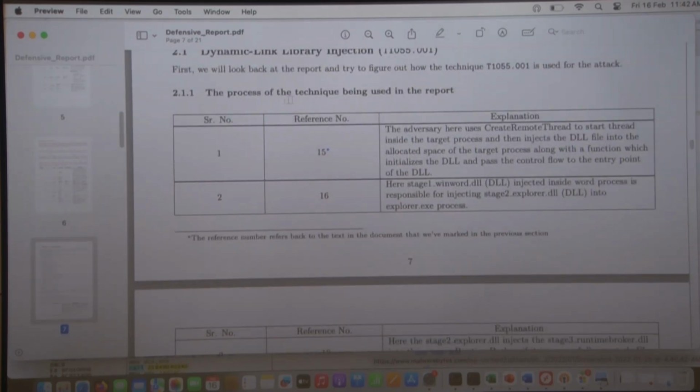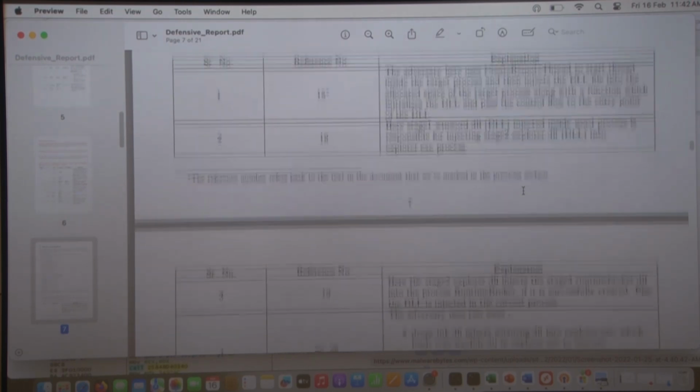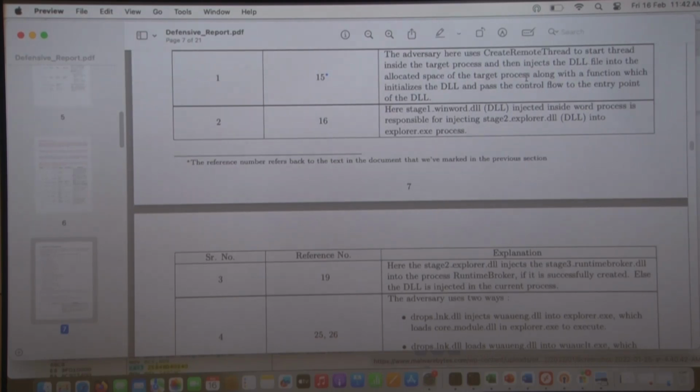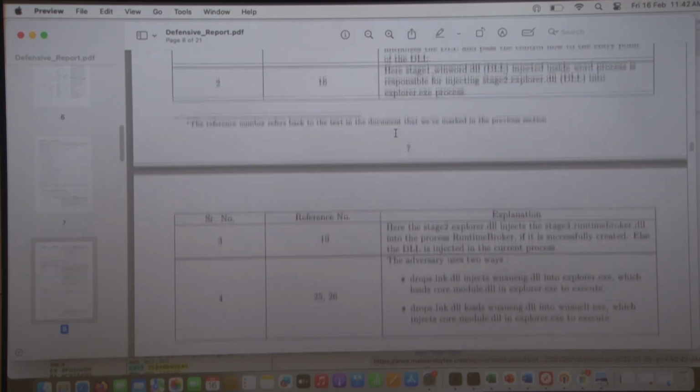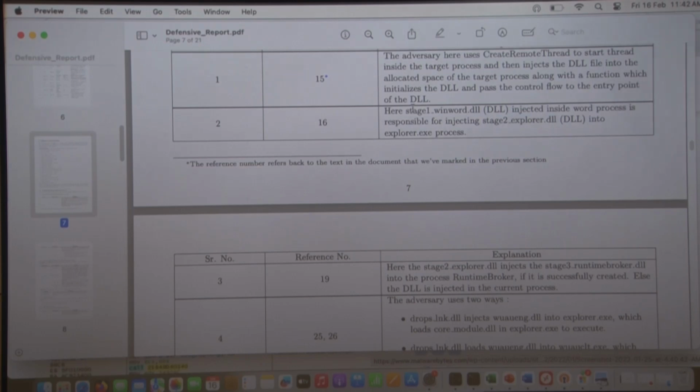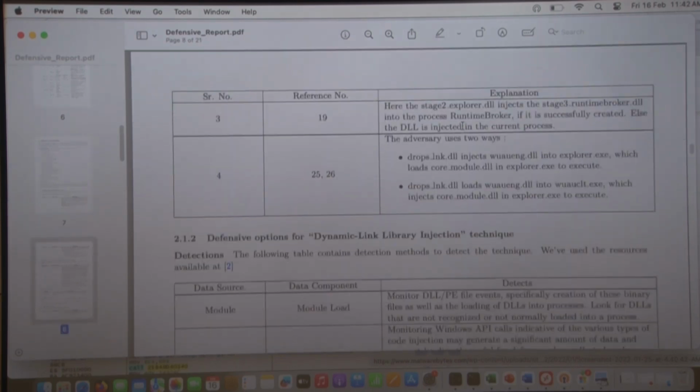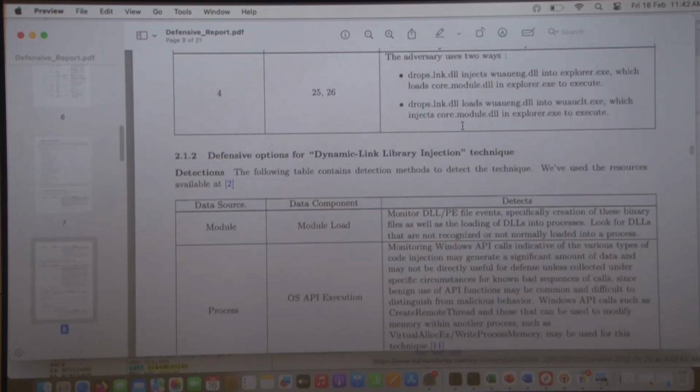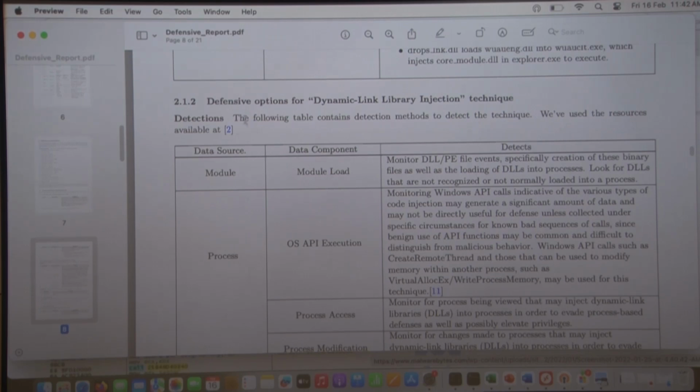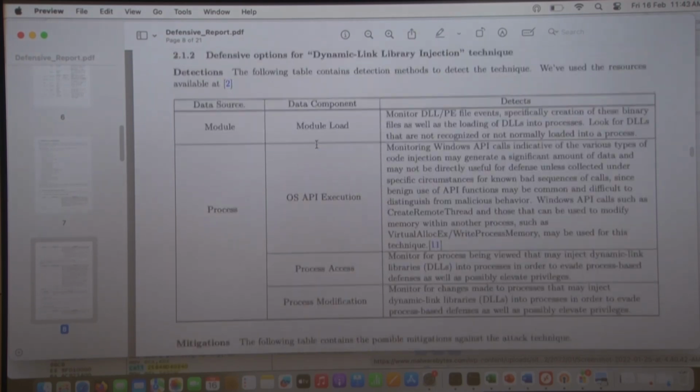First we have to understand how the technique is being used. These steps were discussed in the previous classes, in which we have to understand how this technique was processed during the attack. The adversary here uses CreateRemoteThread to start a thread inside the target process and inject a DLL file into the allocated space. Similarly, various DLL injections happen, and we have explained each and every injection and how it happens. Then we can see what defensive options we have for this DLL injection.